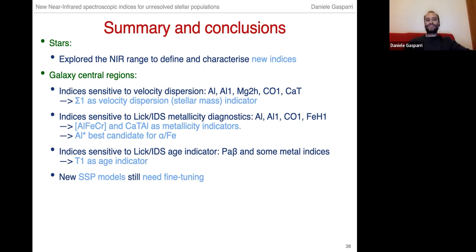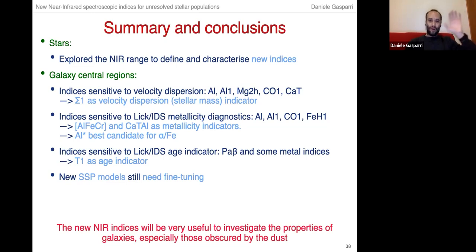Unfortunately, the other conclusion is that the SSP models, even the newest simple stellar population models, still need fine-tuning because they are still not overlapping with the data. But of course, the near-infrared indices are very useful, and we can also use the indices now because the empirical calibration I presented before can allow us to measure the near-infrared indices, for example, only if we have the near-infrared spectra. We can retrieve the information of the Lick indices used as stellar population diagnostics, and from there, use the models to constrain the properties of the stellar population.